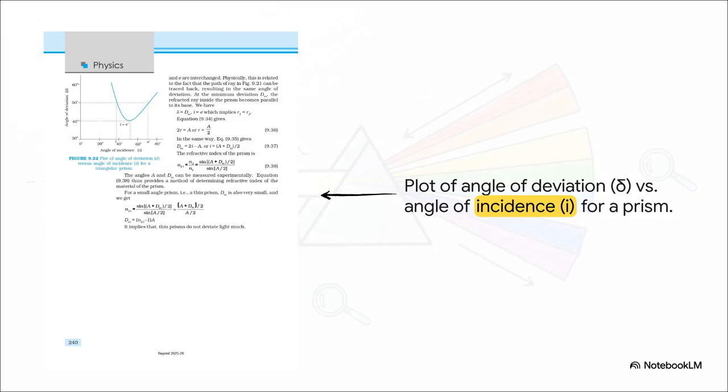Okay, check out this graph. This right here is the key to the whole thing. Along the bottom, you have the angle you're firing the light in at. That's I. And going up the side, you have how much it bends in total. That's delta. So this curve shows us exactly what happens to the bend as we change our aim.